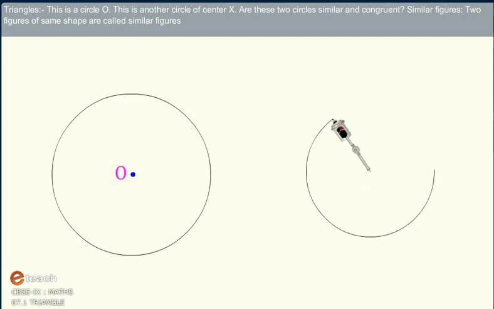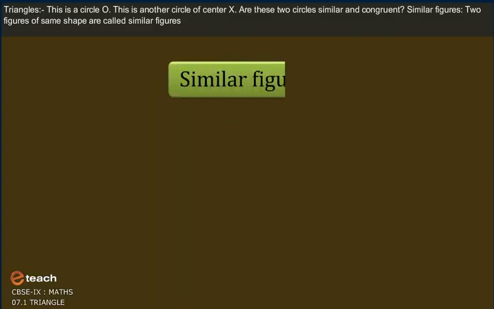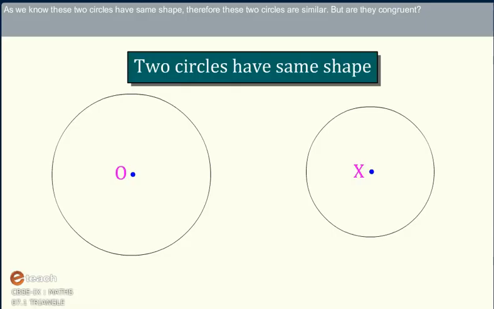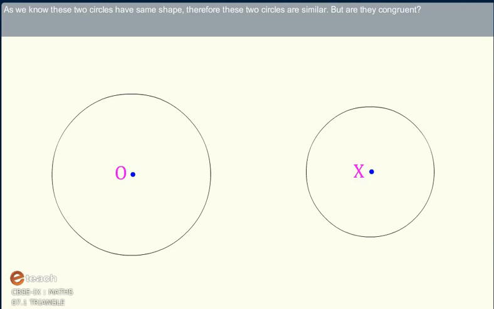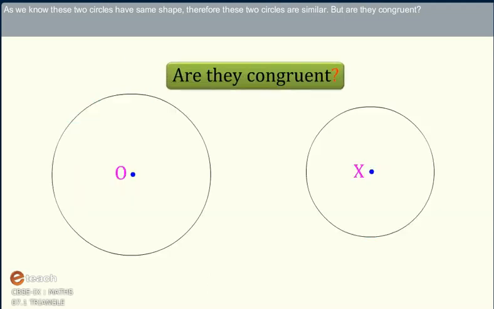This is another circle of center X. Are these two circles similar and congruent? Similar figures: two figures of same shape are called similar figures. As we know, these two circles have same shape, therefore, these two circles are similar. But are they congruent?